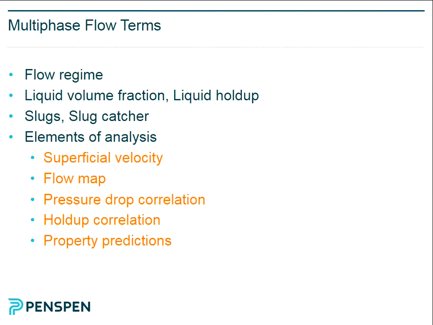So at any point in the line, we need to know what our fluid properties are. We need to know how much gas is present, how much liquid is present, what the viscosity of the gas is, what the density of the gas is, what the viscosity of the oil is, what the density of the oil is. So we use these property predictions. You come across all these terms when people talk about multi-phase flow, or you read about multi-phase flow.